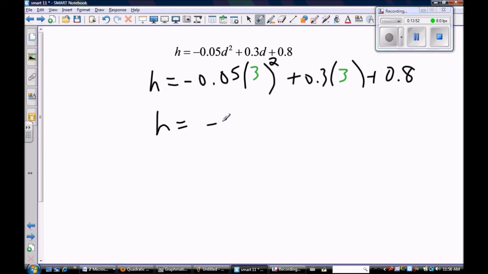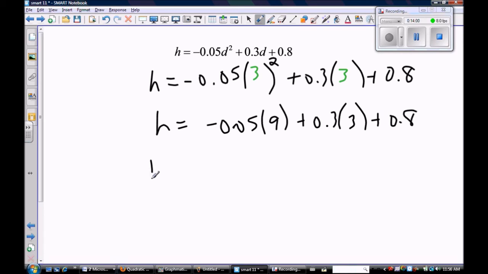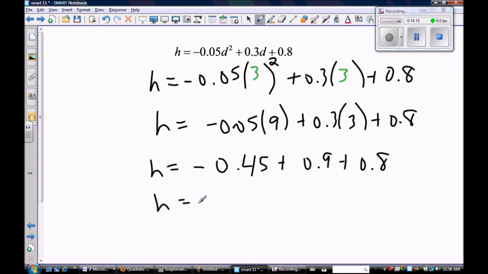So I'm going to, first of all, do that exponent. 3 times 3 is 9. Then I'm going to do those two little pieces of multiplication. Negative 0.05 times 9 is negative 0.45 plus 0.9 plus 0.8. So this gives me a maximum height of 1.25.